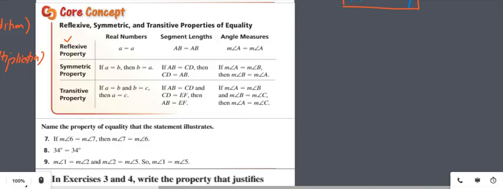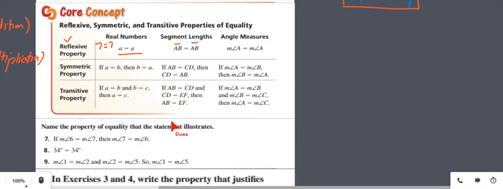First one is the reflexive property of equality. In real numbers, we will say a equals a, means 7 is equal to 7. Every real number is equal to itself. This is a property. Okay, this property is called the reflexive property of equality. In terms of line segments, we can have this property that the line segment AB is equal to the line segment AB.